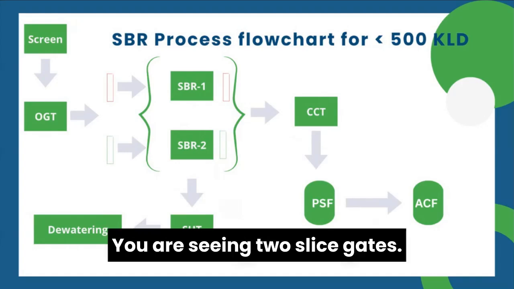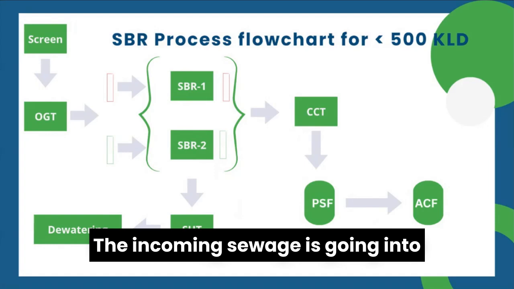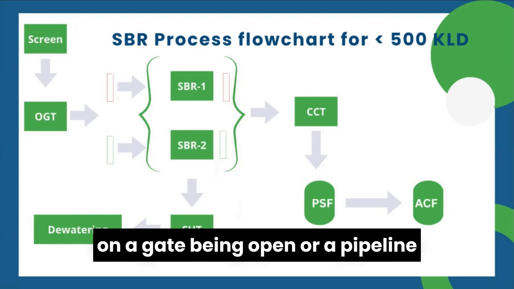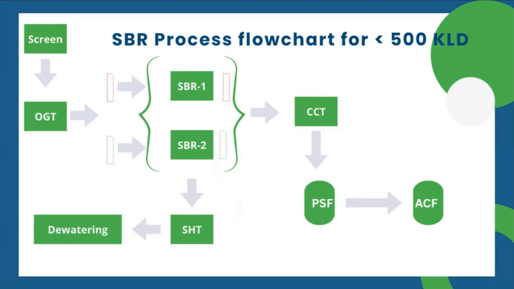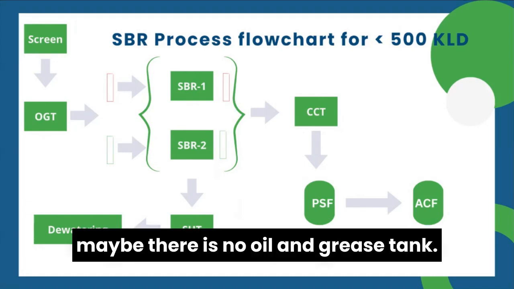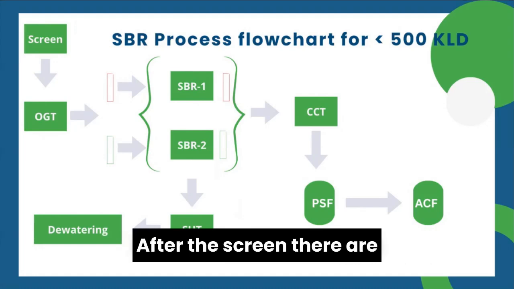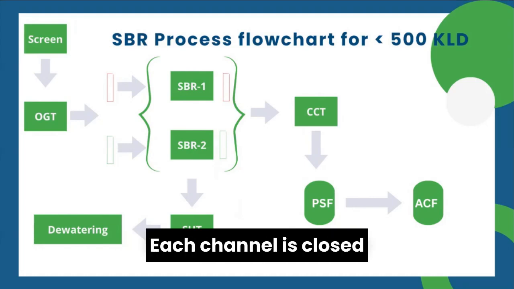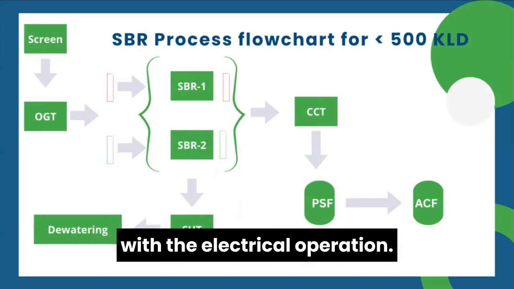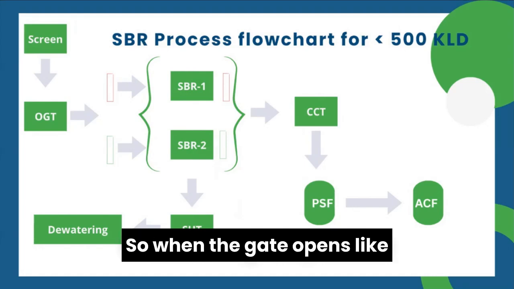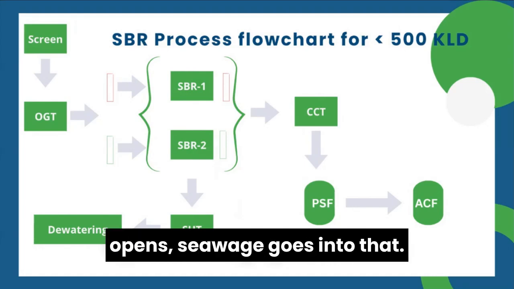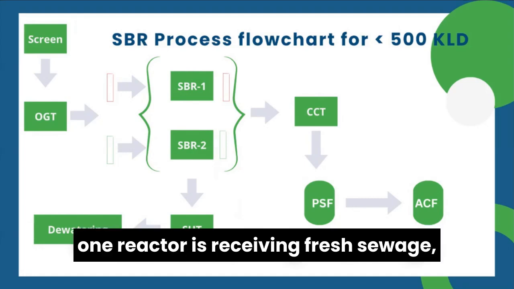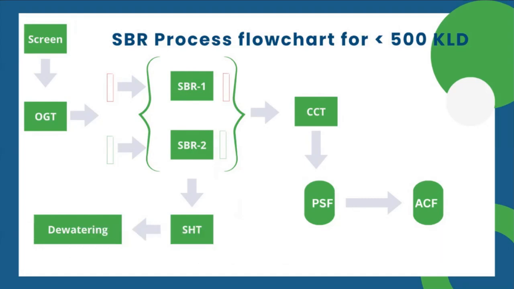You are seeing two sluice gates. The incoming sewage is going into reactor 1 or reactor 2 based on a gate being open, or a pipeline with a solenoid valve being open. After the oil and grease tank, or maybe there is no oil and grease tank also, there is a screen. After the screen, the water is divided into two channels. Each channel is closed by a simple gate, a mechanical gate with electrical operation. So when the gate opens, like a dam gate, sewage goes into that. When the gate closes, sewage goes into the other one. At any point of time, one reactor is receiving fresh sewage, one reactor is under process, right?